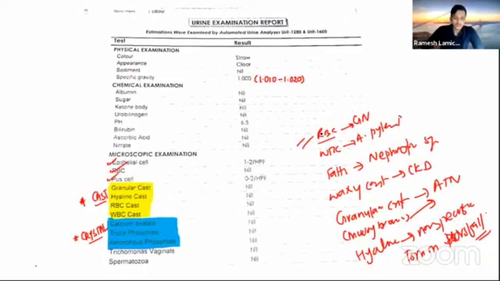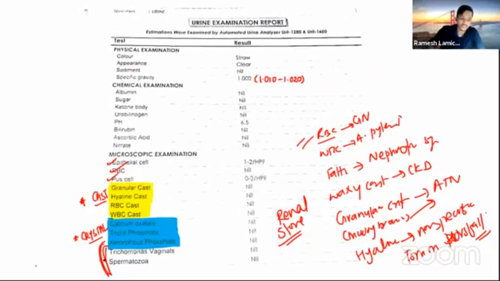Another one is crystals. What are the crystals? Calcium oxalate, triple phosphate. This indicates renal stone. Chemicals get precipitated and form crystals: calcium oxalate forms crystals, triple phosphate forms crystals, the struvite stone. Then, though these are not the routine part, Trichomonas vaginalis and spermatozoa may also be seen in the urine examination.